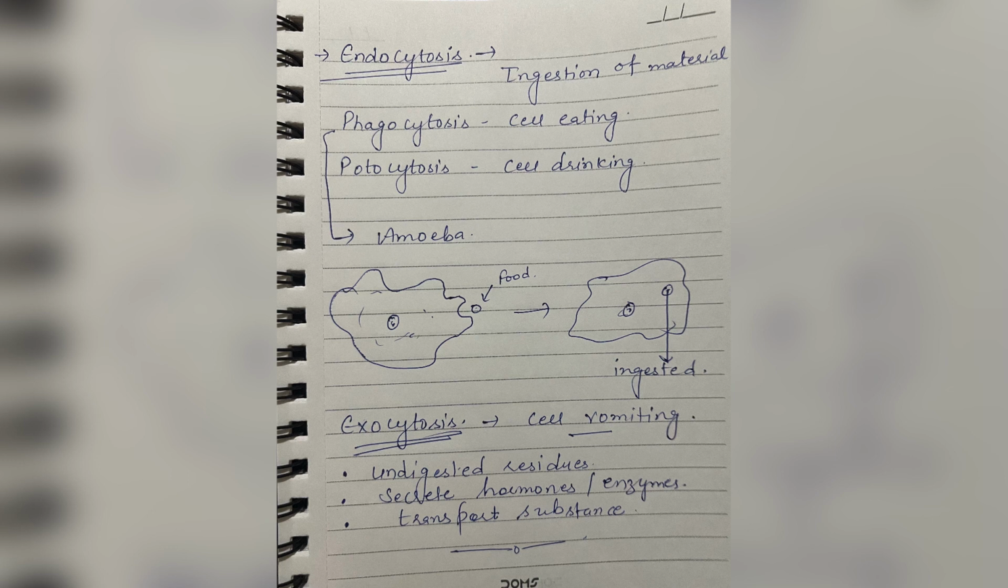Now next is exocytosis. Exo means exit. The cell material which is not able to be digested is removed by the cell through the process of exocytosis, through the cell membrane or the plasma membrane. In exocytosis, secretion of hormones, enzymes and transport of substances also take place. So this is all about the plasma membrane.